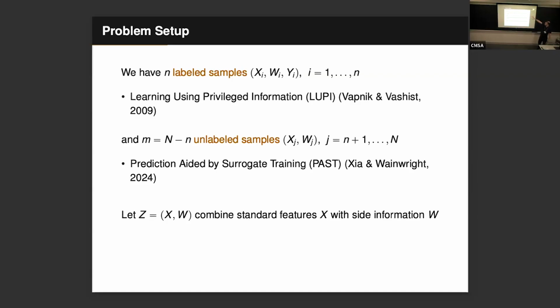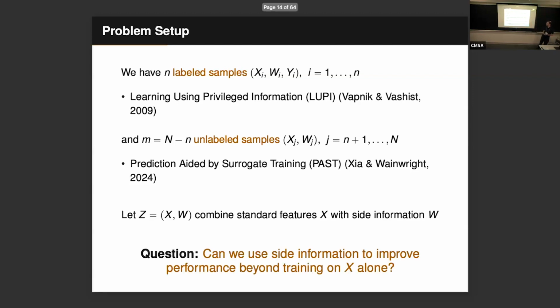So again, we have n labeled samples with our side information W, and then we have m unlabeled samples with the paired data that have the X's and the side information, but no labels. Okay, and we want to combine things. So the main question is, can we use the side information to improve the performance beyond just ignoring that side information and training only with the X data? So that's going to be the main question.